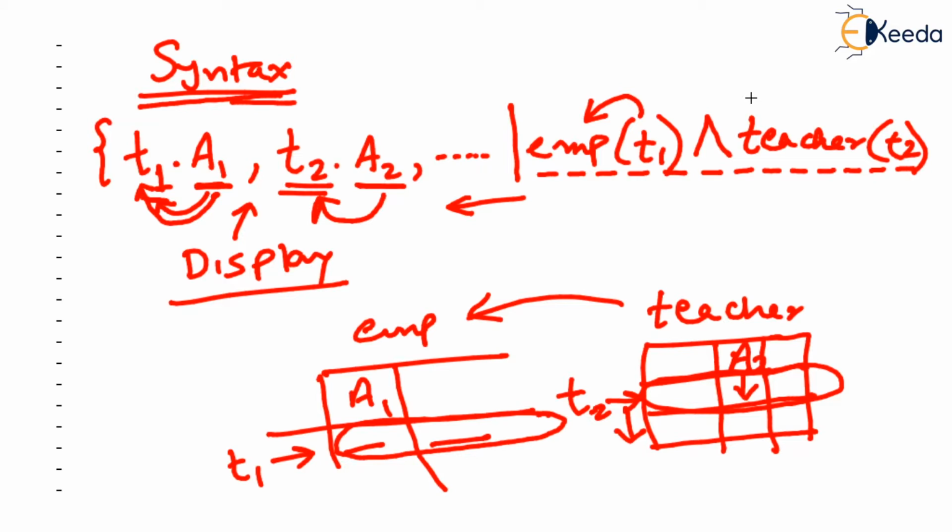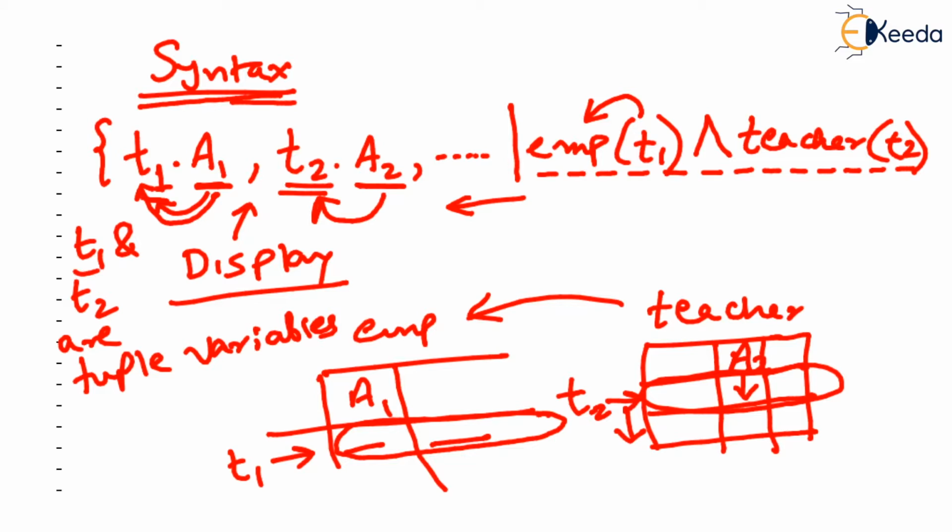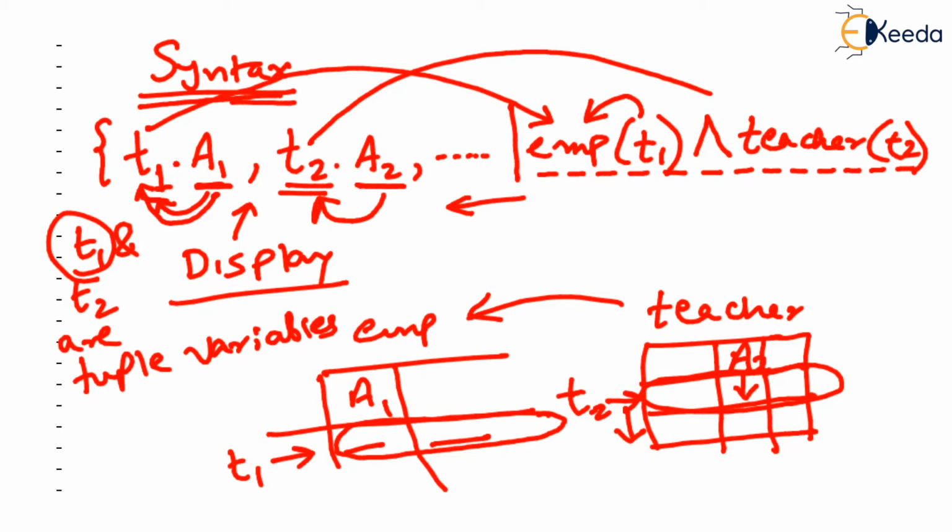And now please try to understand that on the left hand side of the vertical bar, T1 and T2 are tuple variables, correct? Because they are ranging over the tuples. But you have to then describe which relation T1 ranges over and which relation T2 ranges over. So it is understood that T1 will visit all the tuples of the EMP relation one by one, and T2 will visit all the tuples of the teacher relation one by one.